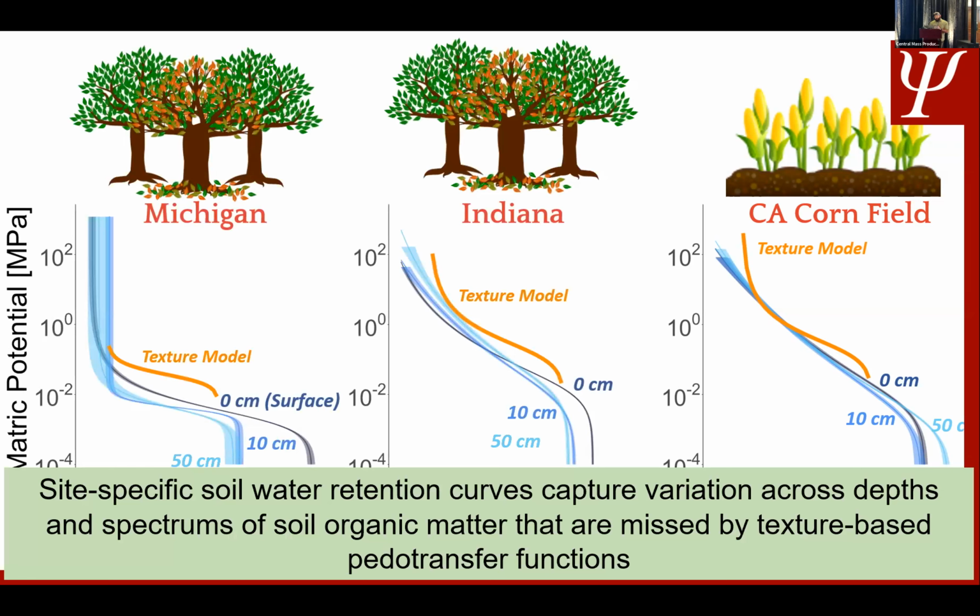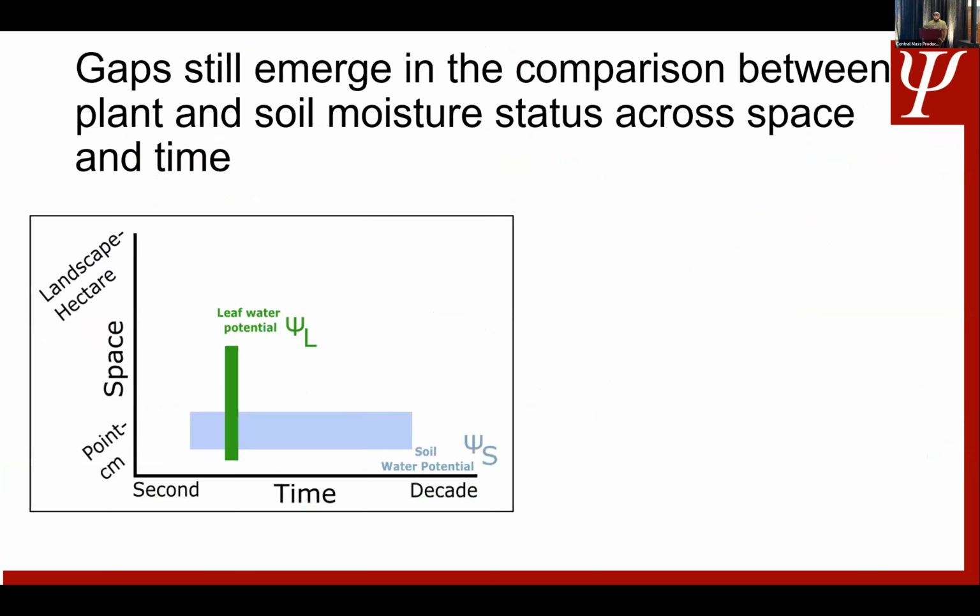So specifically, we want to really think that site-specific water retention curves are capturing this super important variation across both space and time. And if we're relying on pedotransfer functions, we're going to have significant uncertainty across different sites and across different soil moisture regimes. But this still leaves a gap since these measurements are representative of a single point. How do we understand soil water potential across space and time?